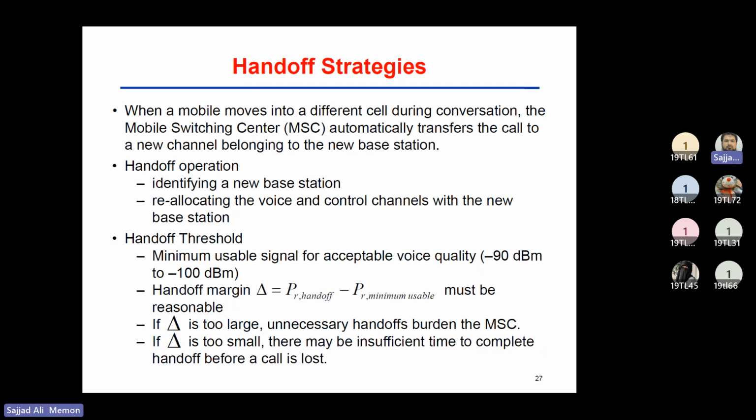And where to trigger this handoff depends on the handoff margin, which we call delta. Delta is the difference between the actual receive power, which we say PR handoff, minus PR minimum usable. Now, PR handoff is the power level where handoff will trigger. Let's suppose PR minimum is -100 dBm and PR handoff is set at -150 dBm. Then the difference between the two powers is 50 dBm, so delta is 50 dBm. When the receive power at the mobile station reaches -150, a handoff will initiate. That's why we call it PR handoff.